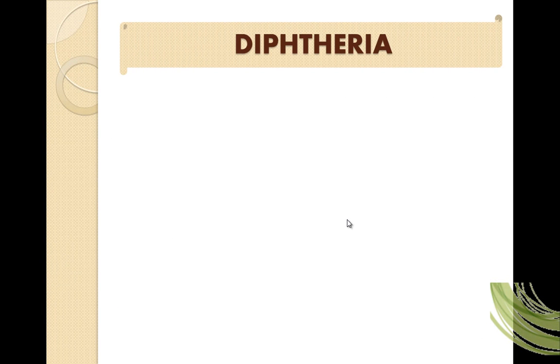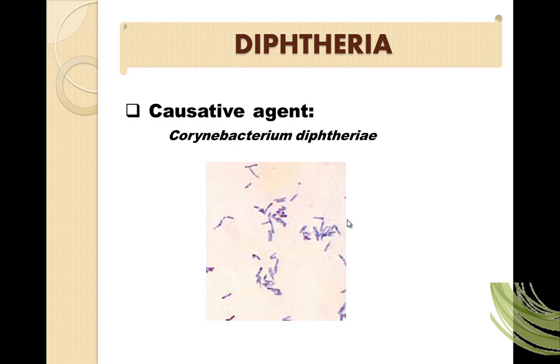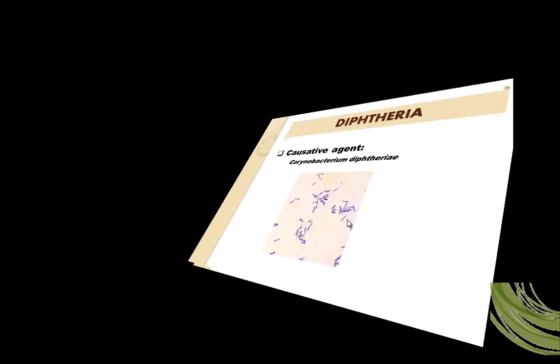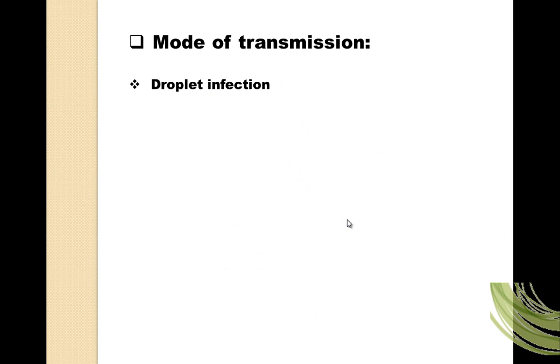Next is diphtheria. The causative agent of diphtheria is Corynebacterium diphtheriae. Here you can see the blue colored organism which is responsible for the diphtheria. Mode of transmission, droplet infection. All these three diseases are diseases of the respiratory system and hence get transmitted through droplet infection.